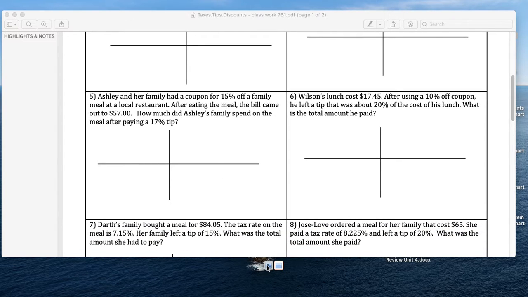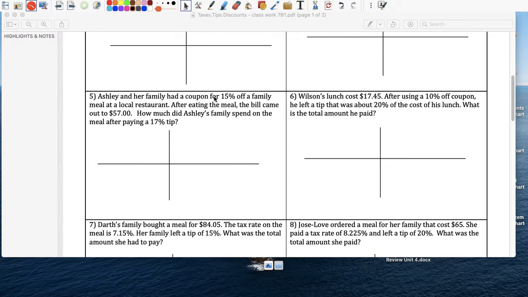So here, we have a meal and you have 15% off. How much? Okay, so $57. We have a discount. If it's a 15% discount, that means I'm going to be paying for 85%. So my meal after a discount of 15% is $48.45.